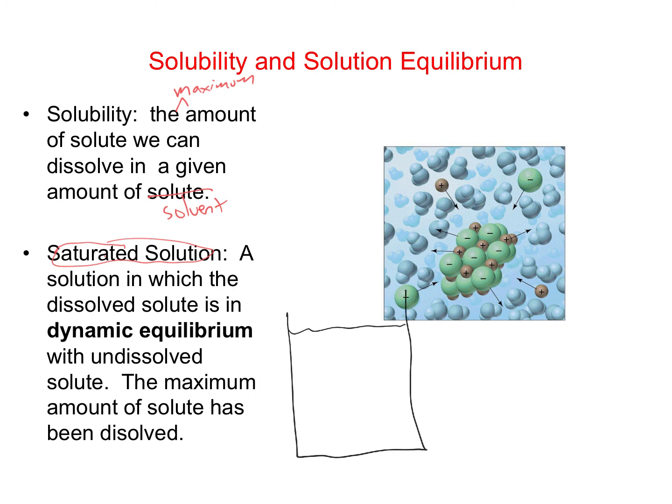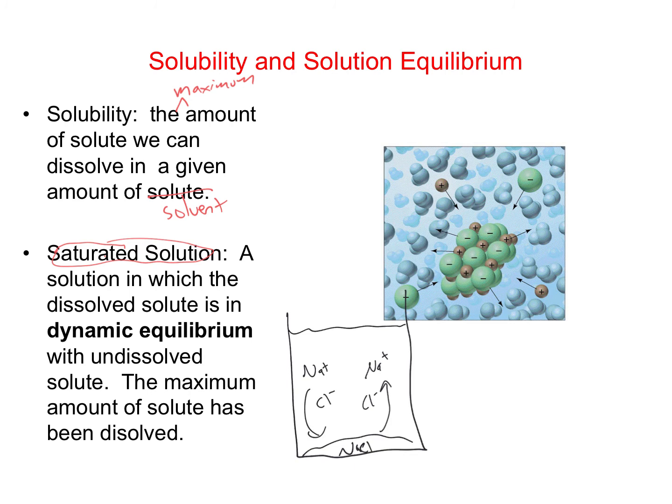If I have a beaker with water and it's saturated with sodium chloride, we will have a process where as new molecules of sodium chloride dissolve and dissociate into ions, ions that were already dissolved will reprecipitate.